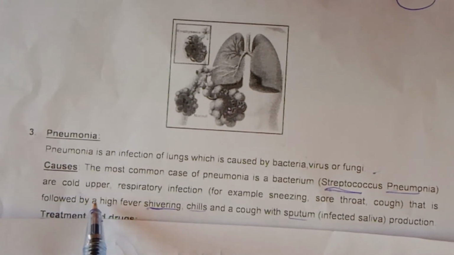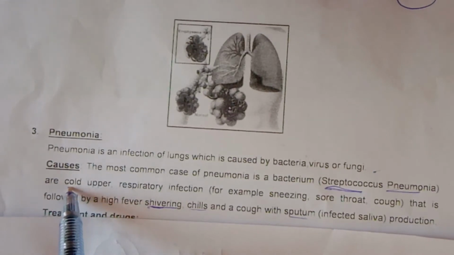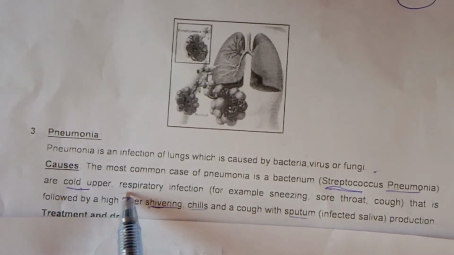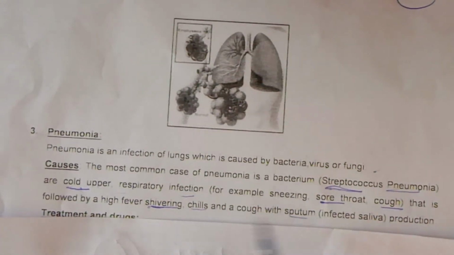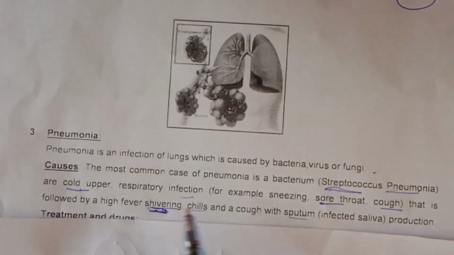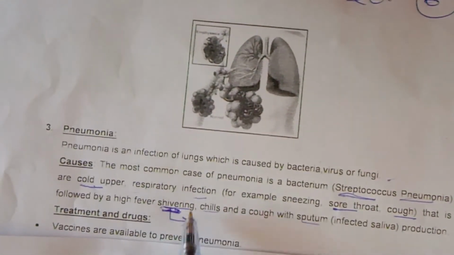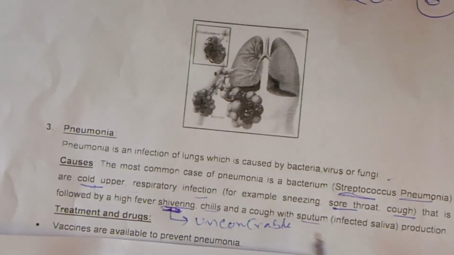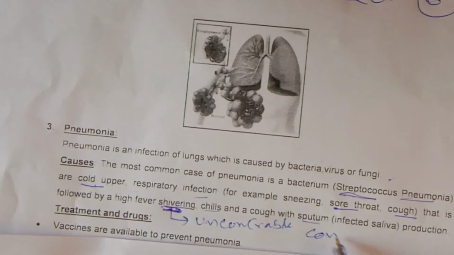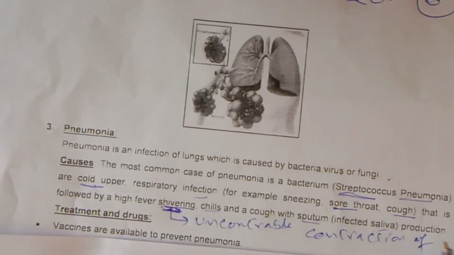Symptoms: basically the symptoms of pneumonia are a cold, an upper respiratory infection, for example sneezing, sore throat, cough, that is followed by high fever and shivering, basically the uncontrollable contraction of muscles.